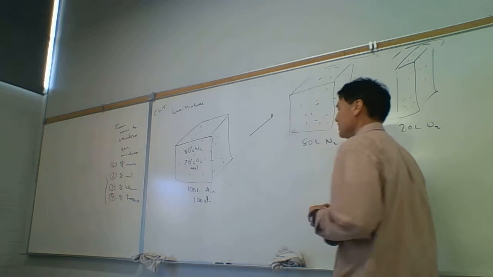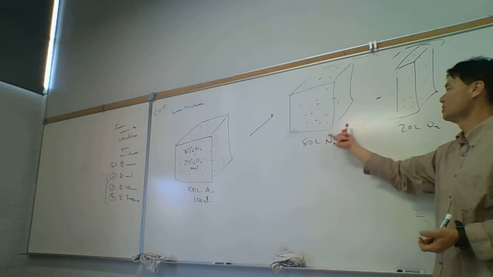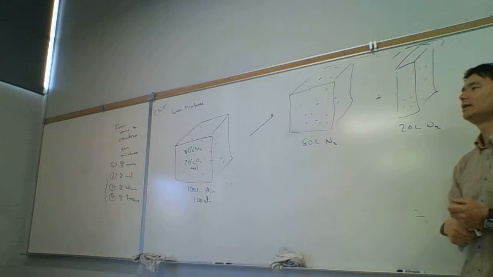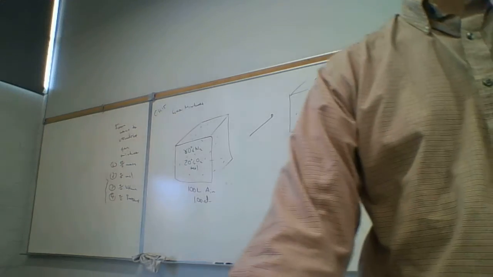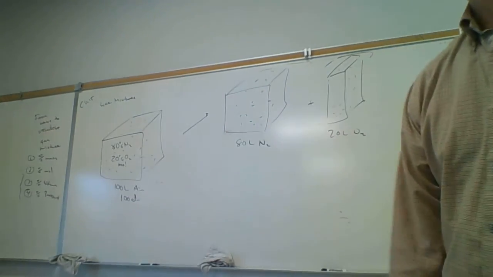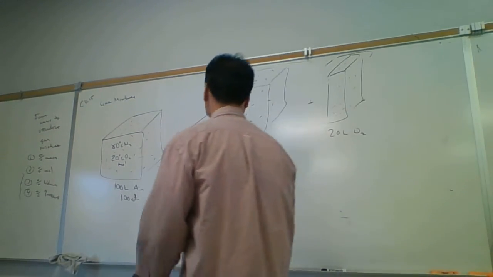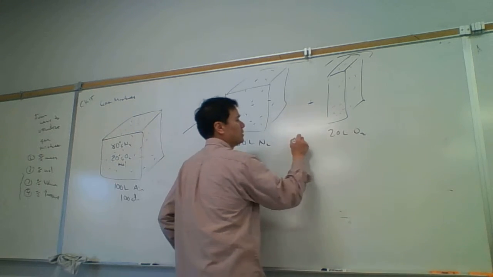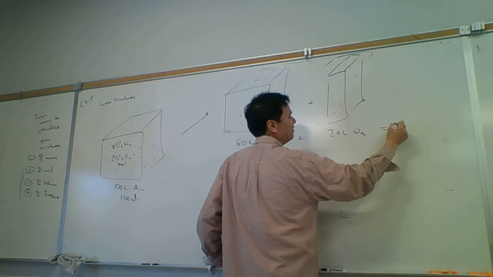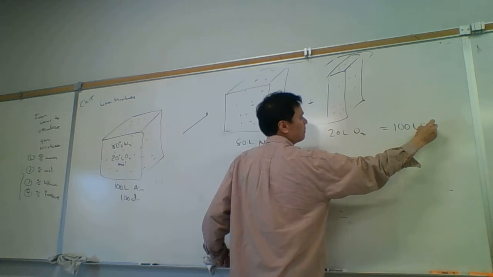And so I'll just separate it into two boxes. I'll put my nitrogen in one box. I'll need an 80 liter box for that. And I'll put my oxygen in another box. I'll need a 20 liter box for that. And then I have my mixture. This is my mixture. And so if I do 80 liters plus 20 liters, that gives me a total of 100 liters of mixture.